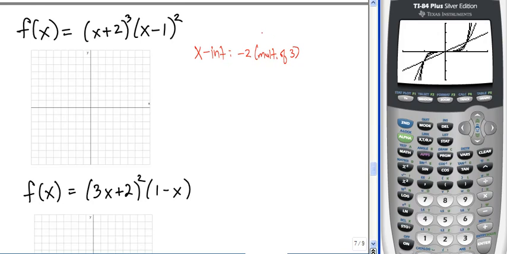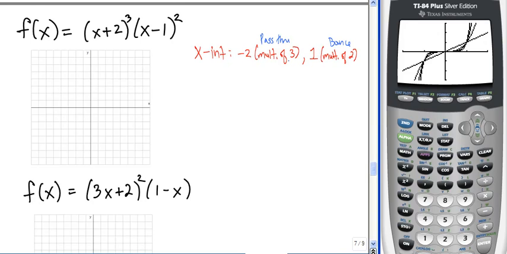Because that's odd, that means it's going to pass through. So it's either going to start negative and end positive, or maybe it'll start positive and end negative. We'll have to explore a little bit more to know which case it is. This factor over here has a solution of 1, and it has a multiplicity of 2. And because that's even, this is going to bounce off. Okay? Now one other comment.